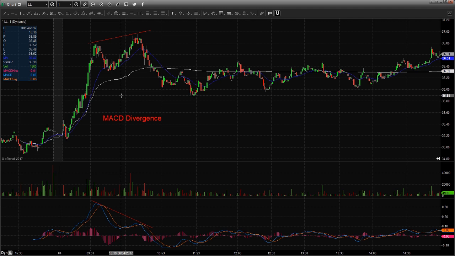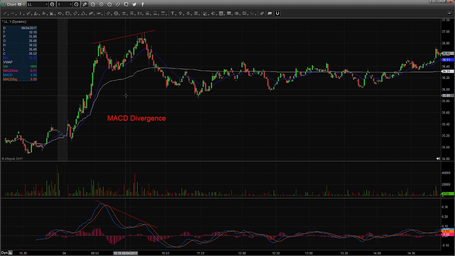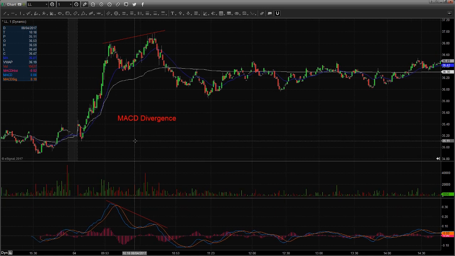I like looking at divergences. They're not as easy to find as the crossovers. This is an extreme example with these peaks, but most oftentimes the divergence will be much more subtle and harder to spot. So that's another strategy using the MACD, and that's it covering the MACD strategies.